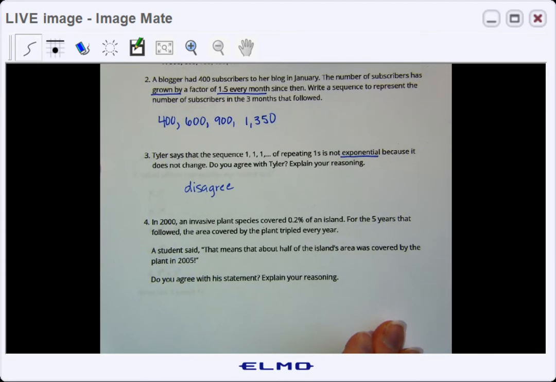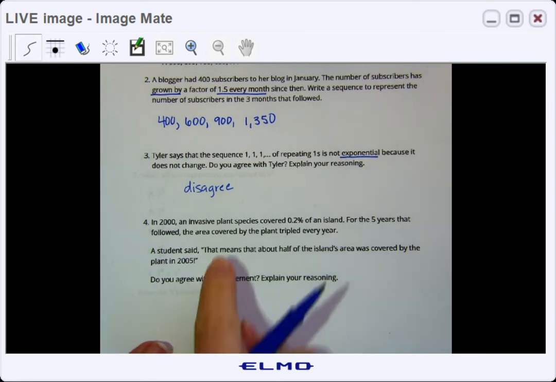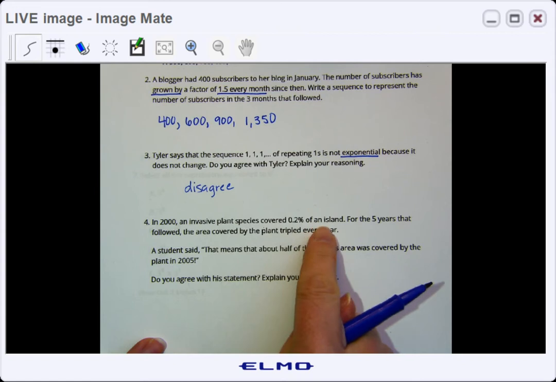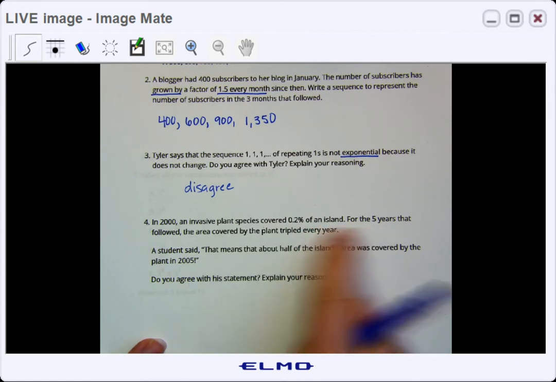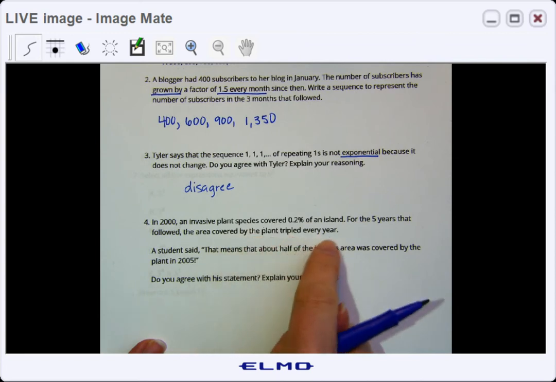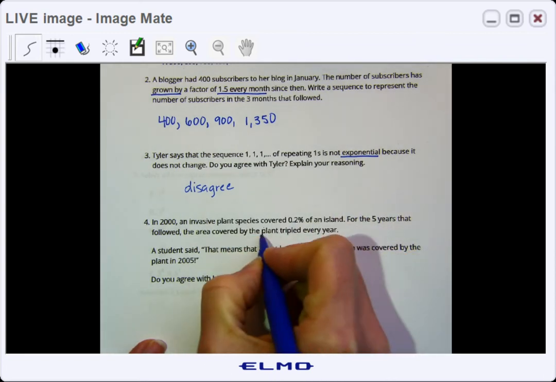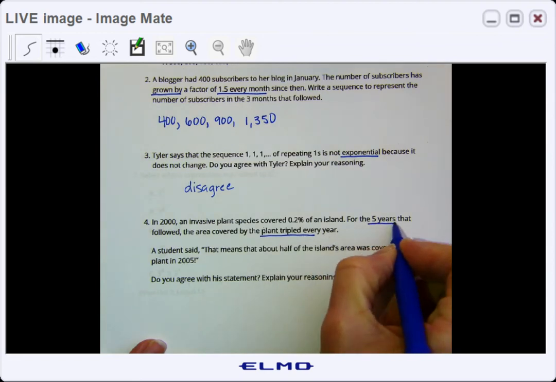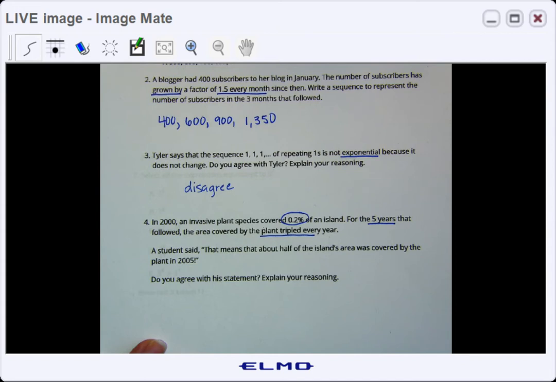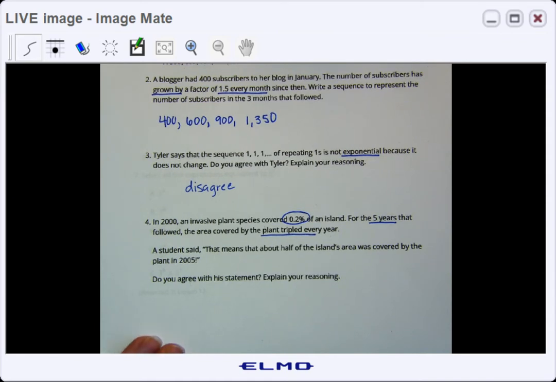Number 4, in 2000, an invasive plant species covered 0.2% of an island. For the 5 years that followed, the area covered by the plant tripled every year. So it tripled every year for 5 years, starting with 0.2%. A student said that means that about half the island's area was covered by the year 2005. So we're going to figure out if that's actually true.